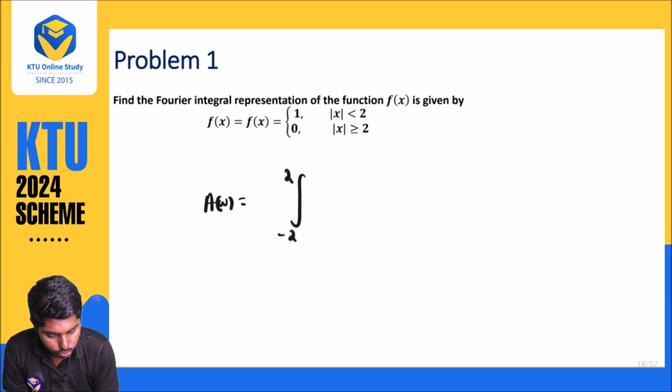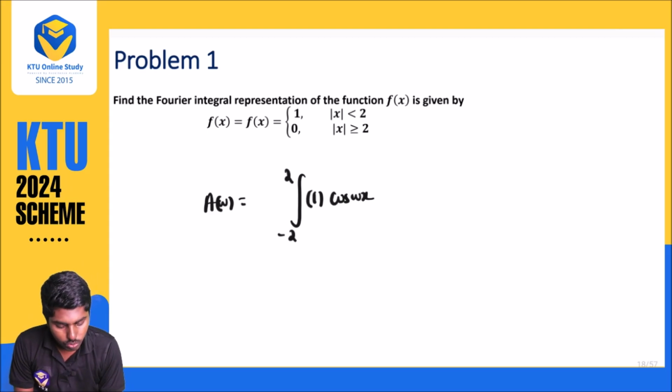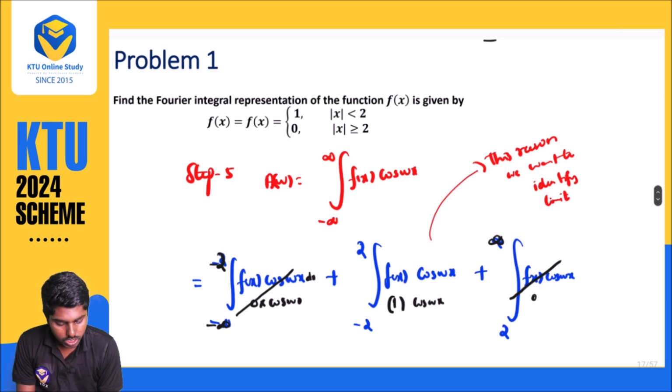minus 2 to 2, f of x is 1 into cos omega x dx. Everything is integration, so dx and dx.